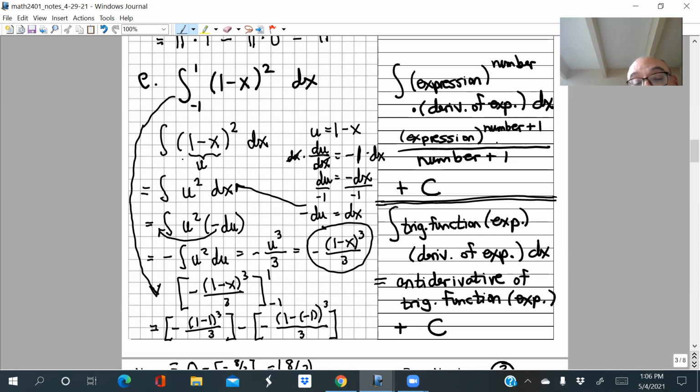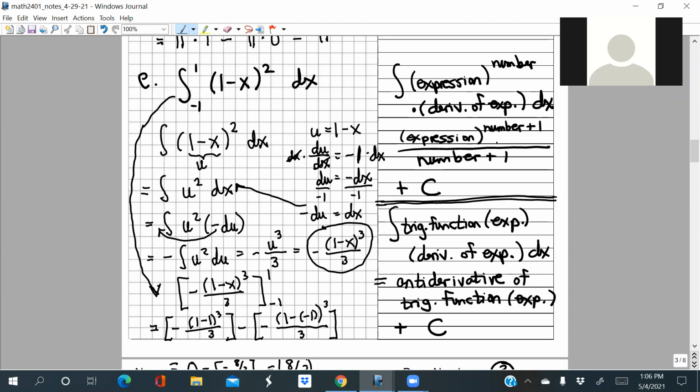And that's what I use now to evaluate the definite integral. So this part was just finding the antiderivative, which turned out to be 1 minus x minus (1 minus x) cubed over 3. Once I find that, then I use that antiderivative and evaluate the upper and lower limits of integration to get my answer.